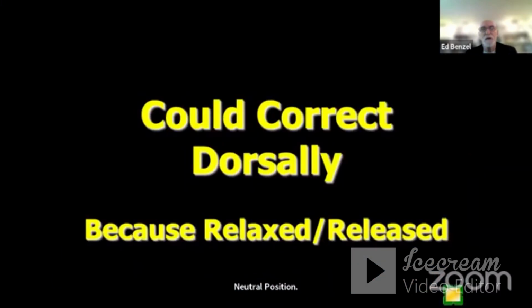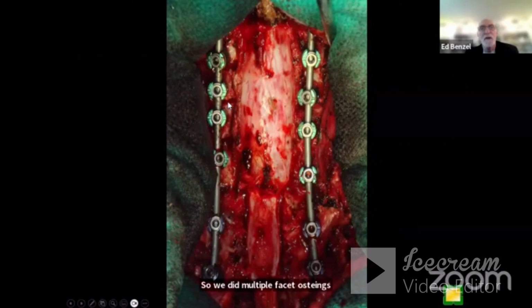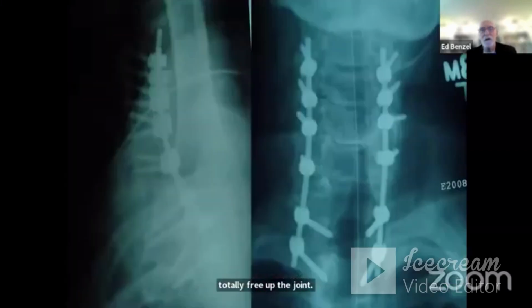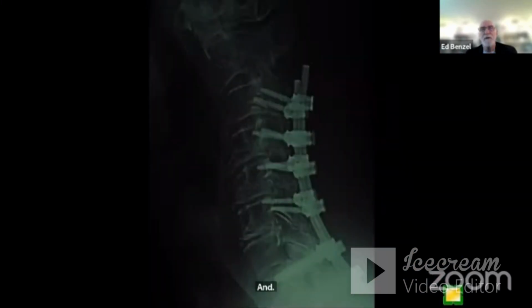We knew we could correct dorsally because we could relax and release the facet joints, and none of them were fused. They were just arthritic, I guess, and wouldn't allow extension. So we did multiple facet osteotomies, and I'll explain this a little bit later, but basically, an osteotomy involves removing all of the bone all of the way out so that you totally free up the joint and then put the patient into the position you want, and things usually turn out well.